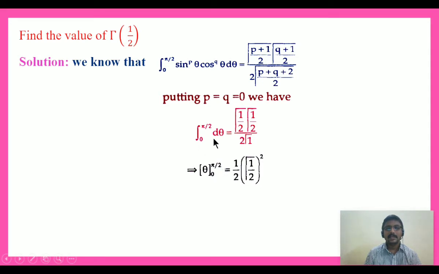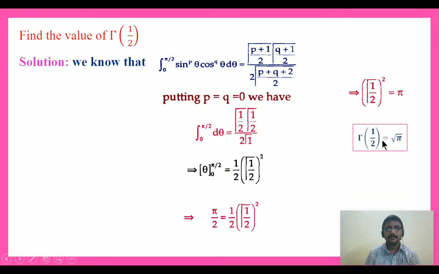Now the integral of 1 d theta is theta with limits 0 to pi by 2. Gamma half into gamma half is gamma half whole square, and the 1 by 2 is reversed here, thus we will have half. Substituting upper limit and lower limit as 0, that is pi by 2 equals half into gamma half whole square, which implies that gamma half whole square is pi. Hence we will have gamma half is root pi. So simple proof, just we have to remember this formula, putting p equal to 0 and q equal to 0.